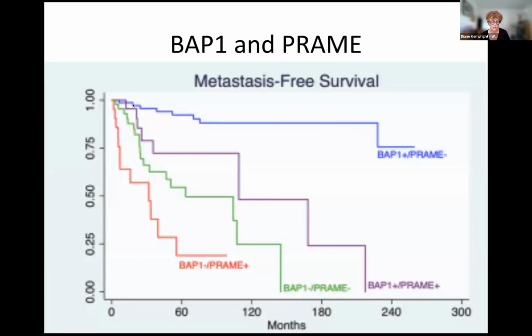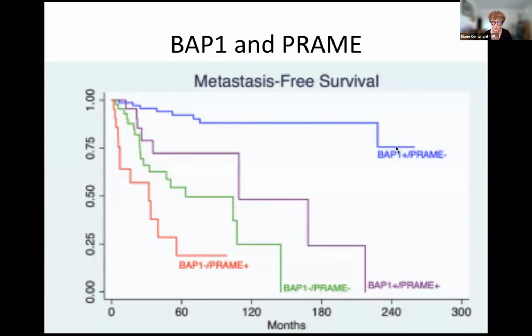But what we actually do now is use BAP1 and PRAME. Why do we do that? That's because it's much faster. We can give you an answer to BAP1 and PRAME in a couple of days, rather than FISH, which takes longer. And it also gives more information than doing the FISH. So that's the most important thing. It gives you better prognostic groups.